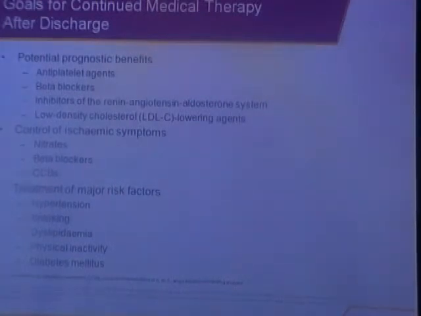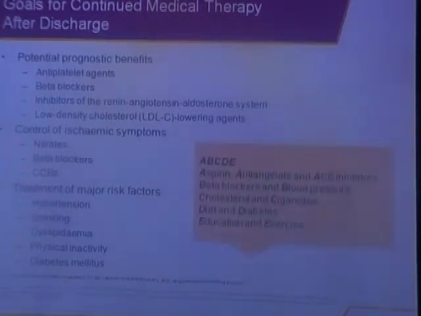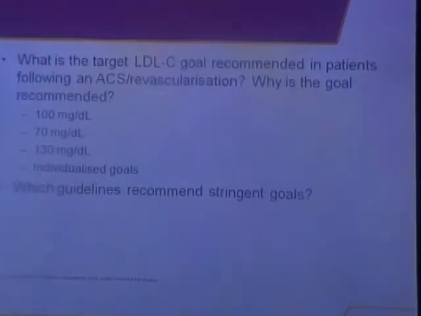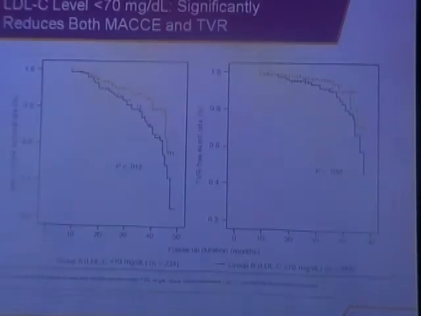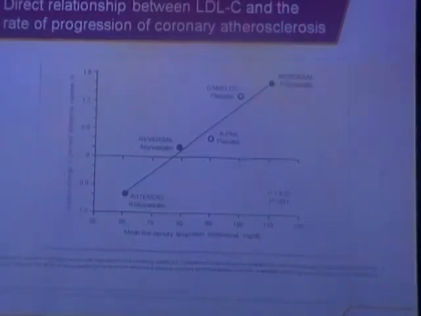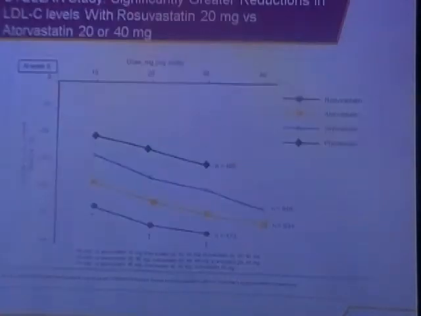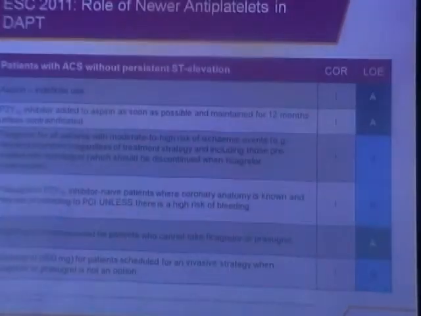Control of ischemic symptoms can be done with nitrates, beta blockers, and calcium channel blockers. Control of risk factors is very important, including hypertension, smoking, dyslipidemia. Sedentary lifestyle should be addressed, and diabetes mellitus should be treated to keep the sugars controlled. So basically the same thing in secondary prevention.